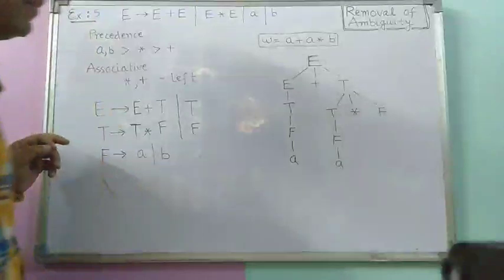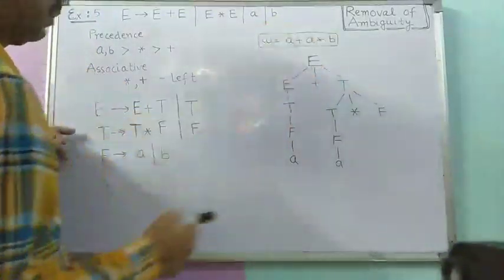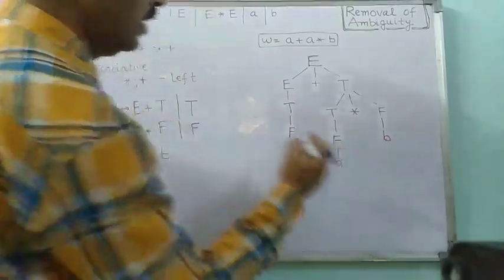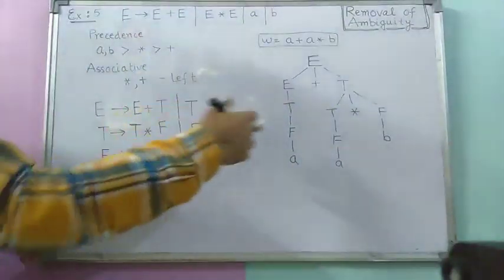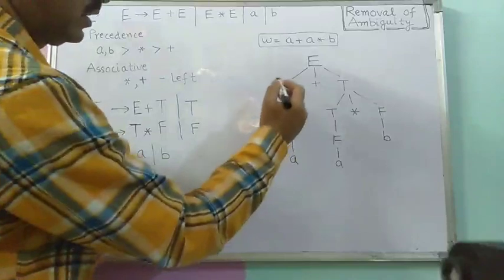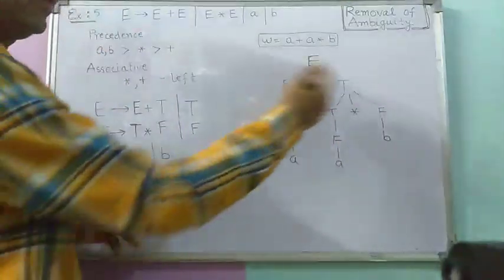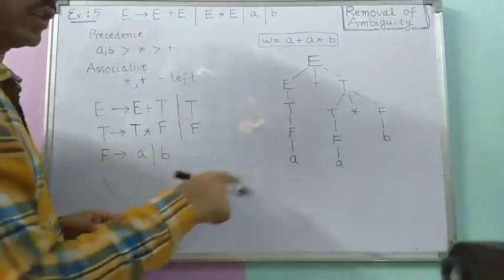Now from this F, what we want? We want to derive B. So F to B we can directly derive. So in this manner, we will derive this expression A plus A asterisk B. And if you look at the structure, it is the required structure.